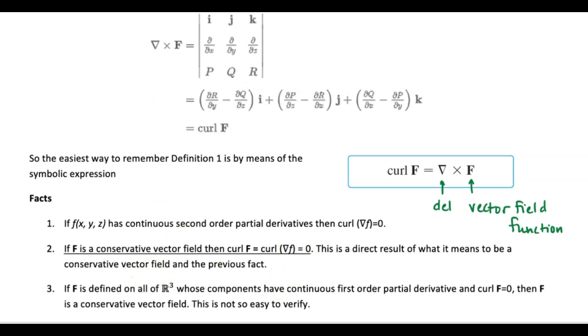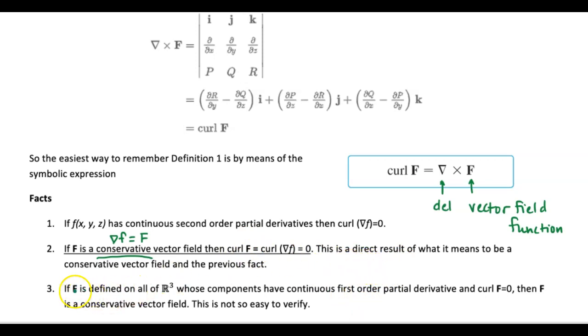Because remember that a conservative vector field means that there exists some function for which, in this case, we're talking about the gradient of f, because remember, we said del f is the gradient of f, is equal to this vector field F. So if this is true, then the curl of del f is also equal to 0. I'm sorry, the curl of this vector field F is also equal to 0.